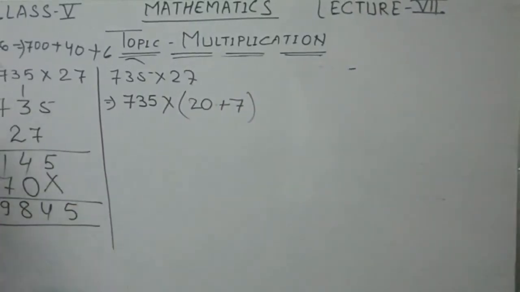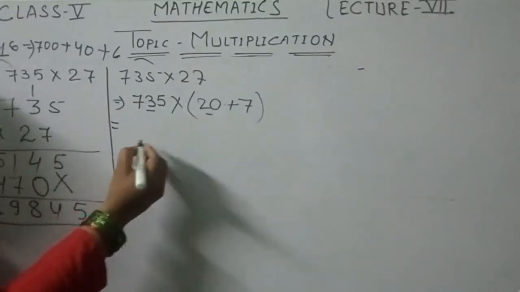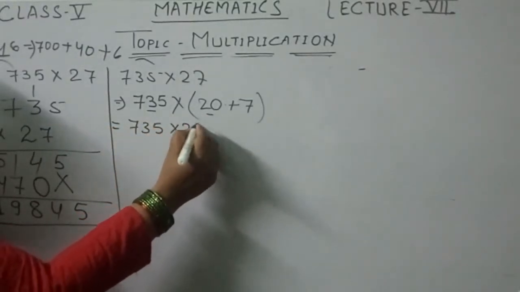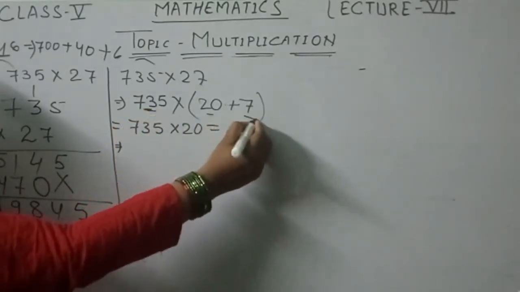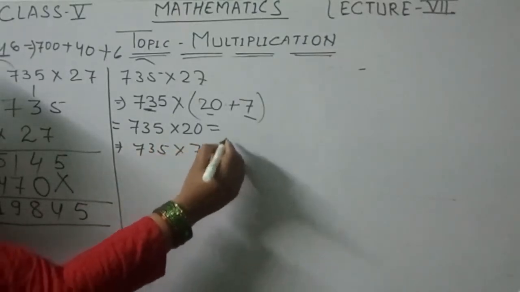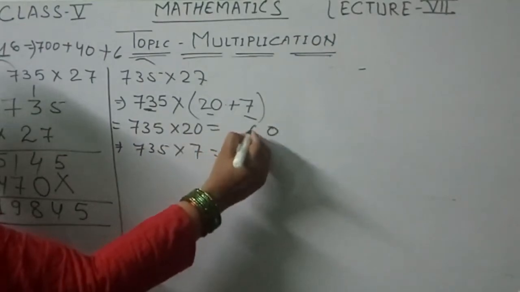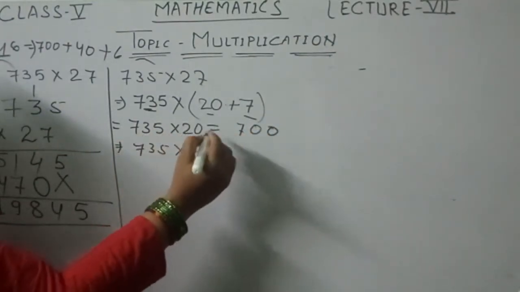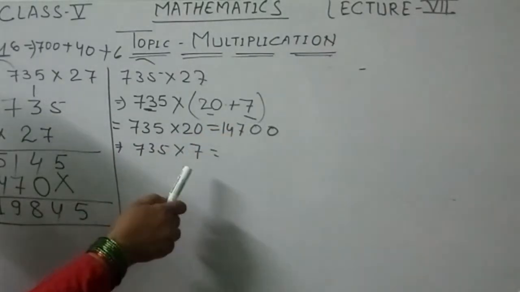And the second work is you have to multiply this number together. 735 multiply 20. And next one is 735 multiplied with this number, 735 multiply 7. Now 10 you write here. 2 5s are 10. 2 3s are 6, 1, 7. 2 7s are 14. Okay. Now this number you have to write.